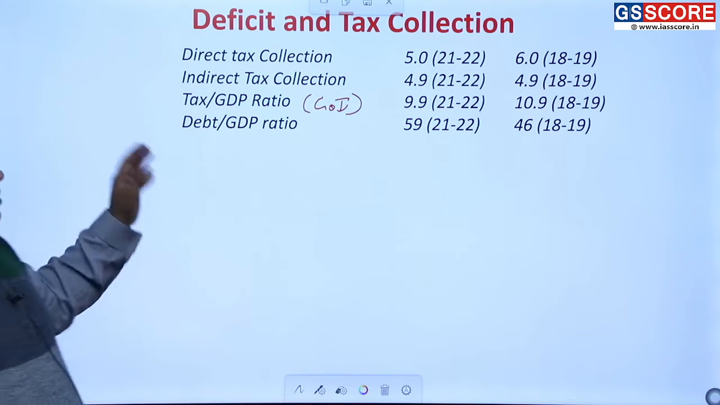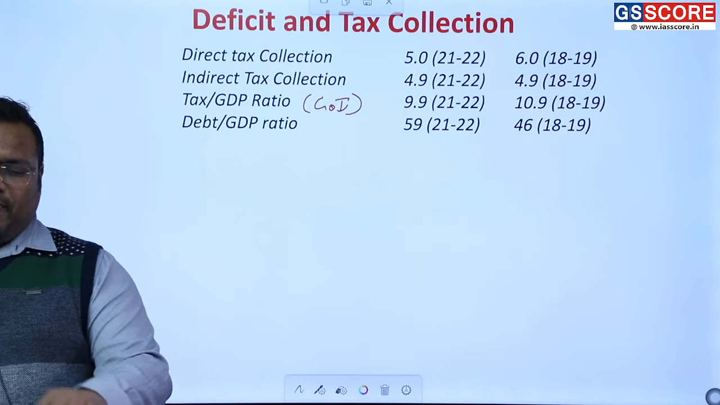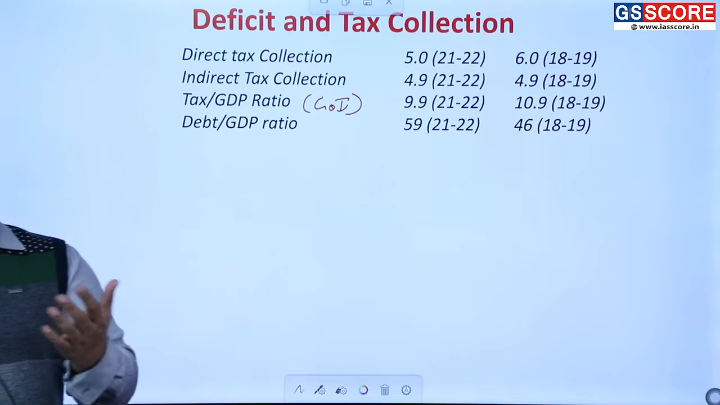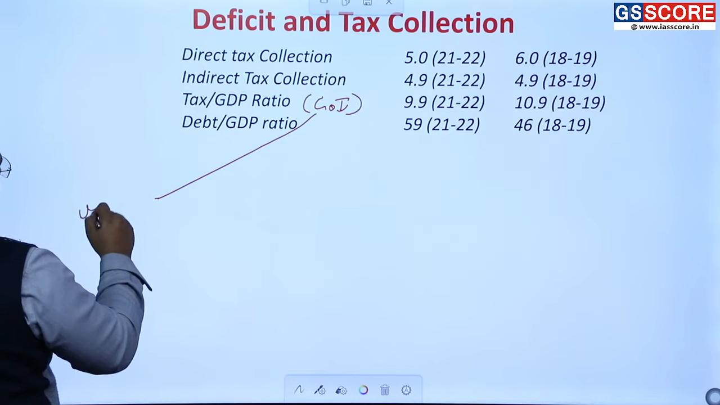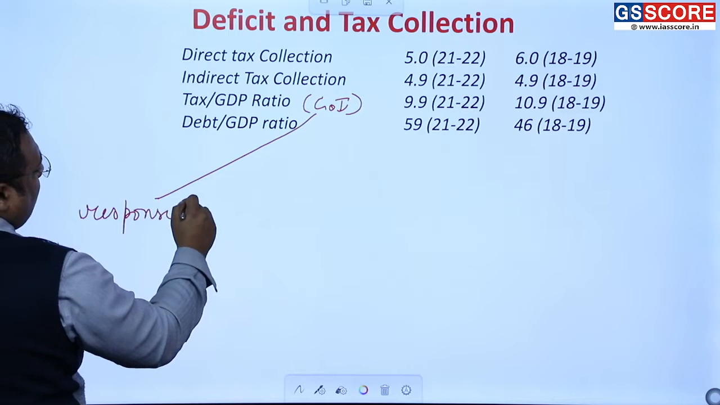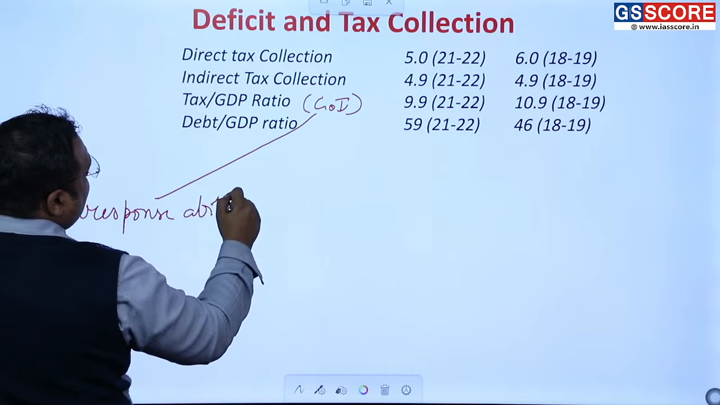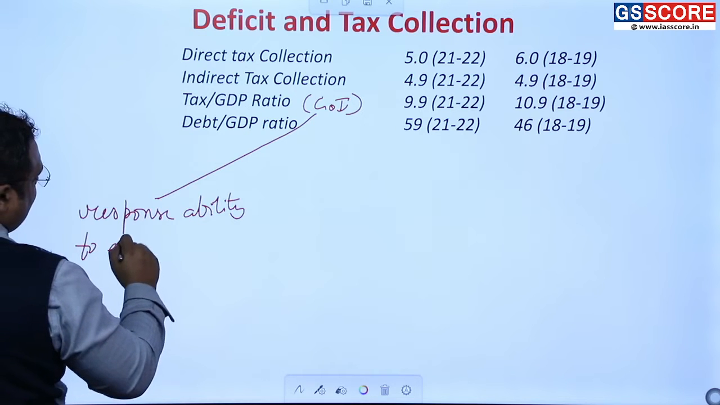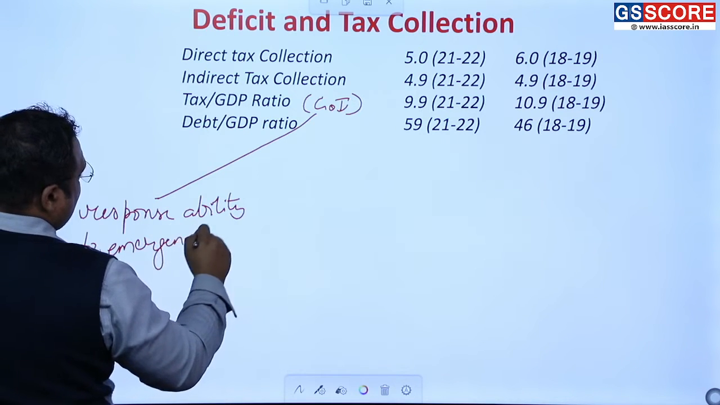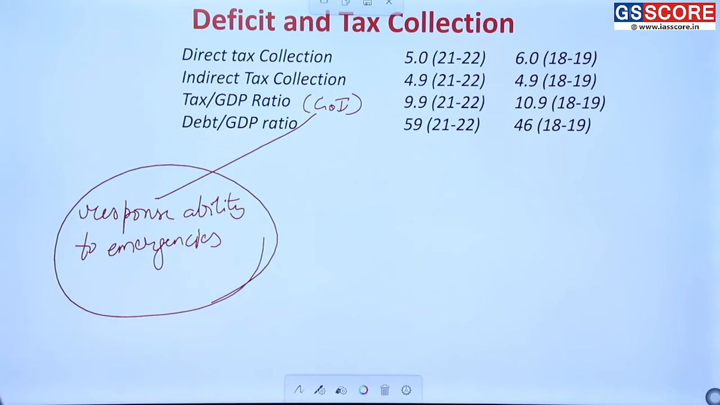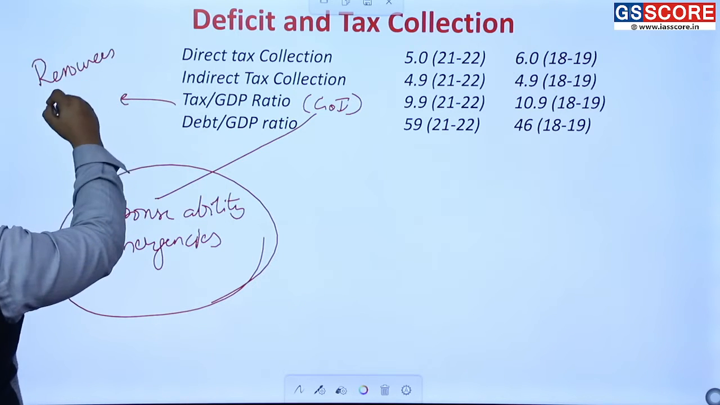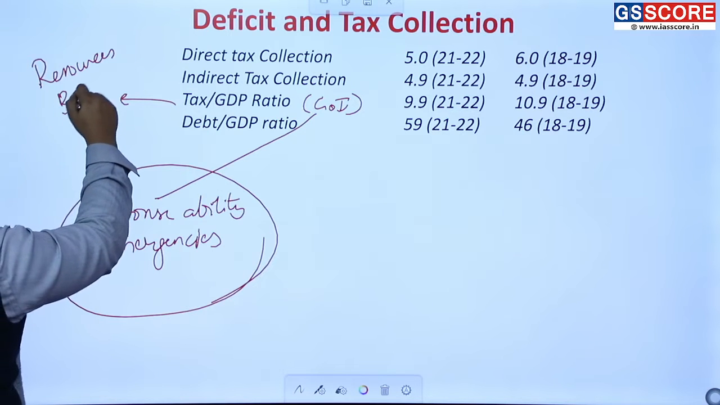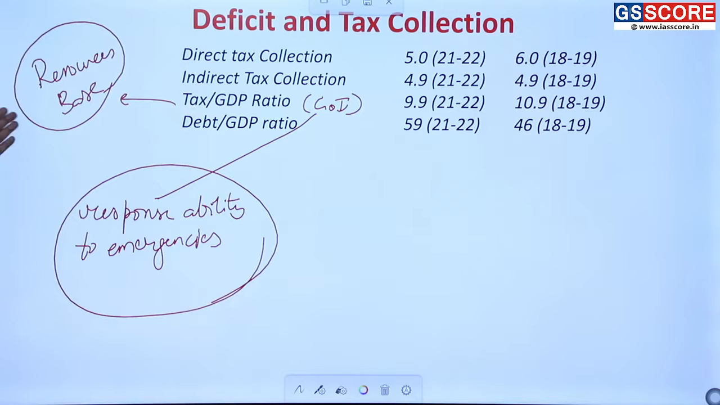So this has fallen. Now the tax to GDP ratio is very, very important because it ultimately affects our various responses. First of all, our ability to respond to emergencies. The tax to GDP ratio defines, in fact creates, our resource base, and it is on the resource base that our ability to respond to emergencies depends.